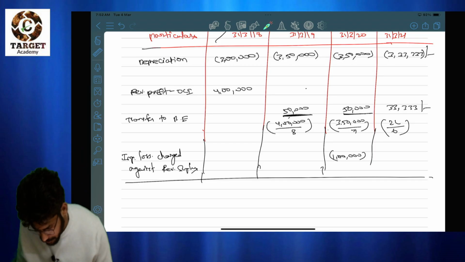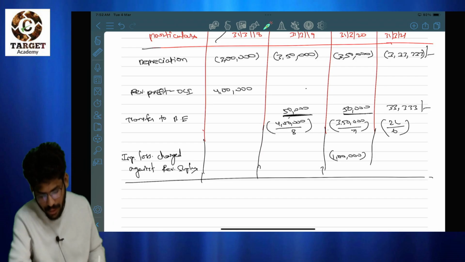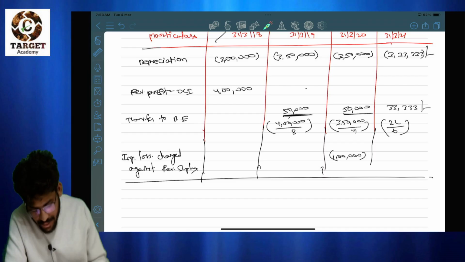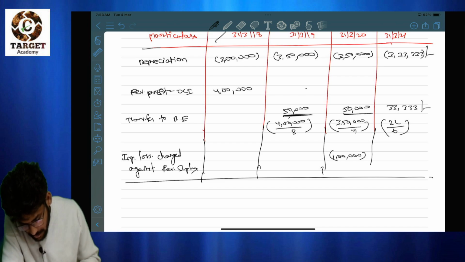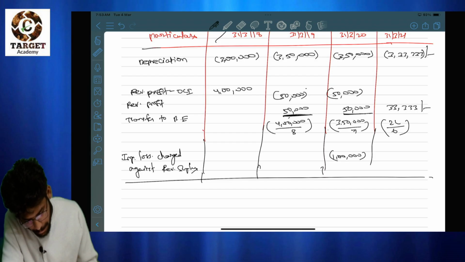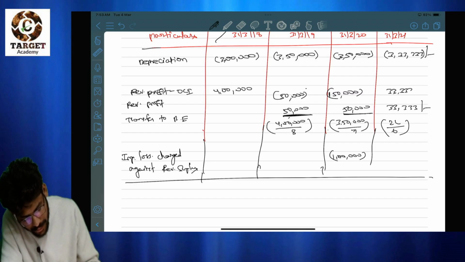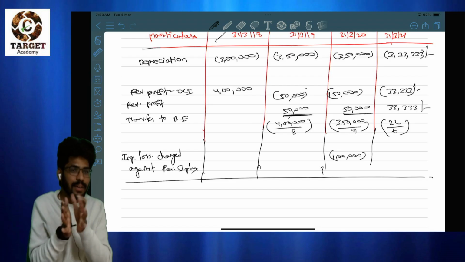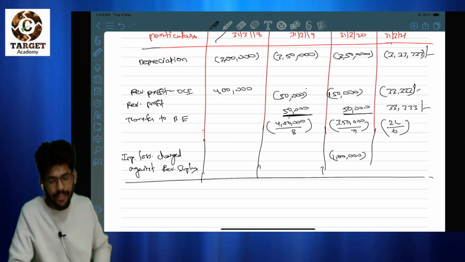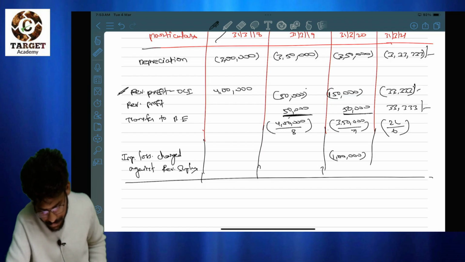See, this is a transfer to retained earnings of 50,000, right? Which means the revaluation surplus balance will get deducted every year. So we can write this point also like this: revaluation surplus, 50,000, 50,000, 1,50,000 this year, and 33,333. Because we are reducing the revaluation surplus, we are increasing the retained earnings. The total balance will not change, obviously. So please note this point also.